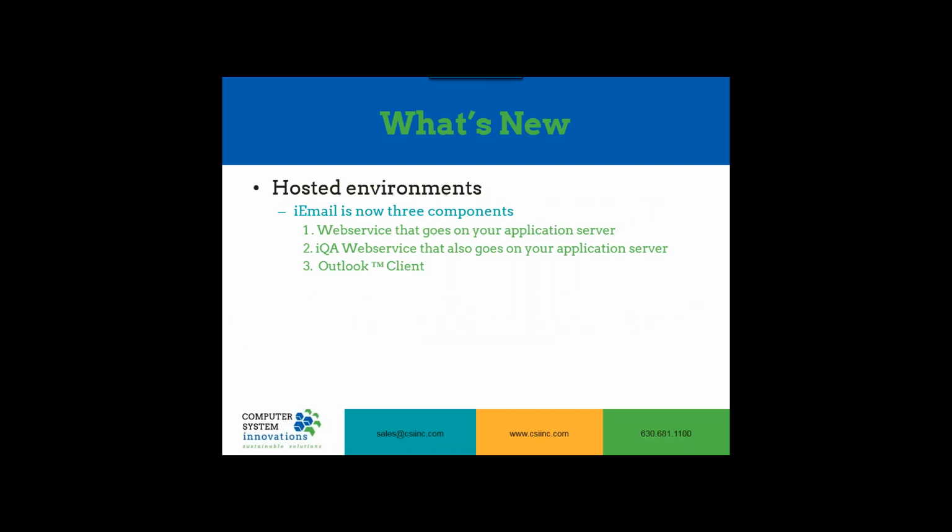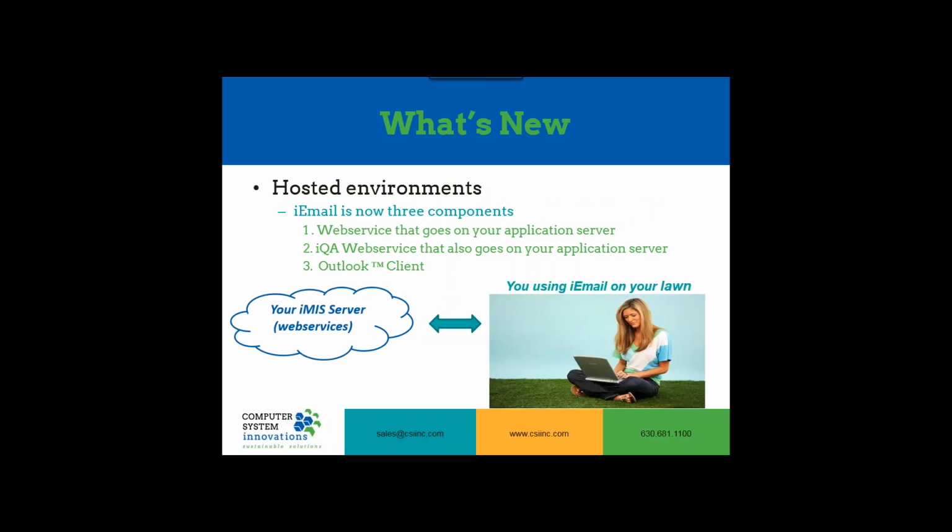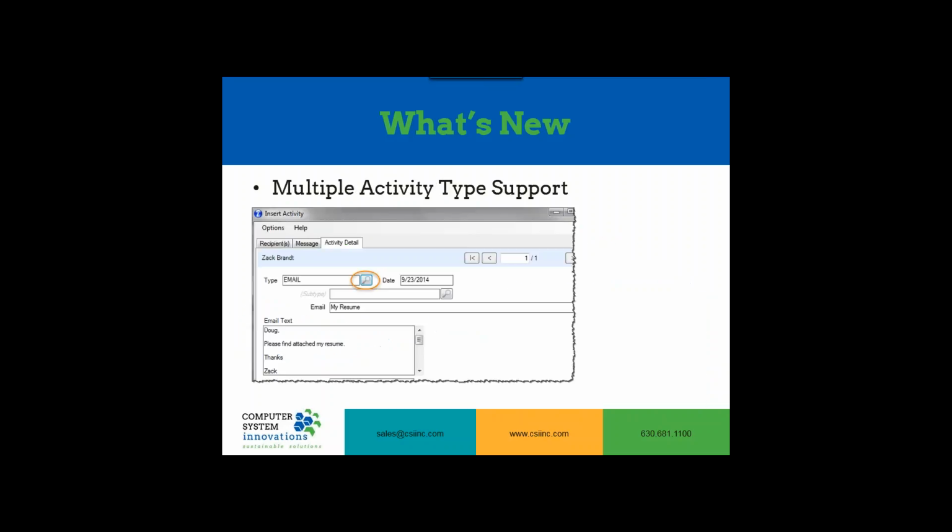All right. What does this look like? Well, your iMIS web service is sitting up there in the cloud, and then this is you using iEmail on your lawn. I'm sorry, I'm not real good at finding pictures out there, but I wanted to show you all you need to be is connected to the internet to use iEmail. You don't have to be on your network or anything funny like that. So we can support that now with version 2.